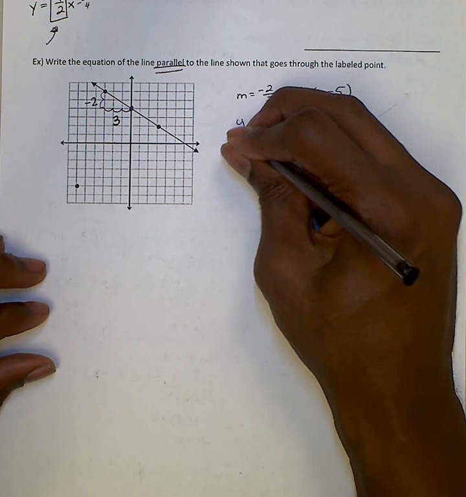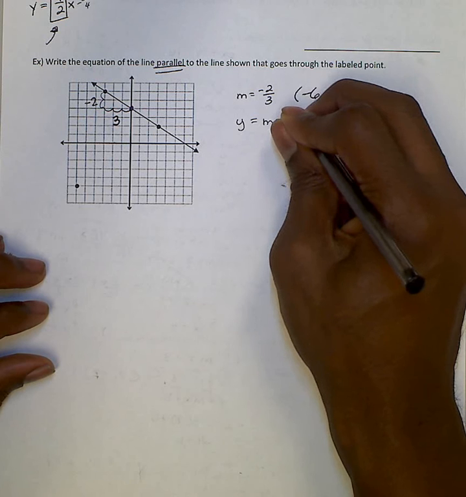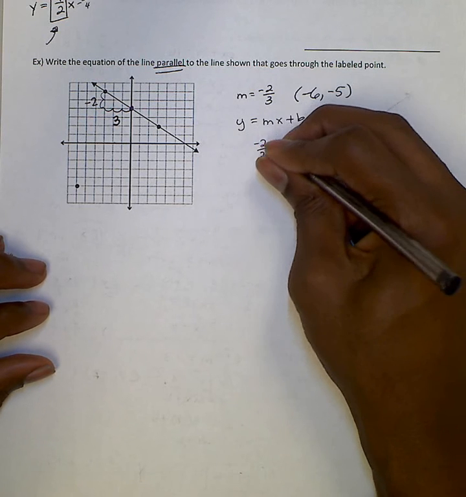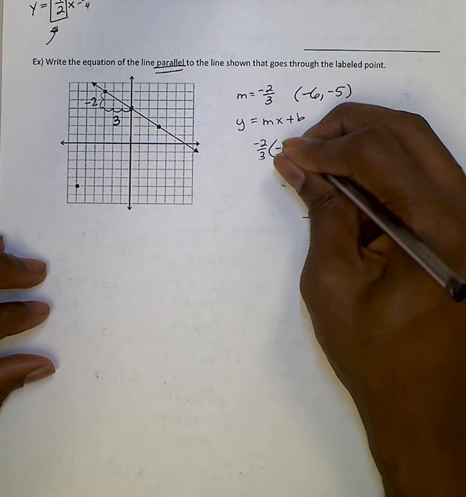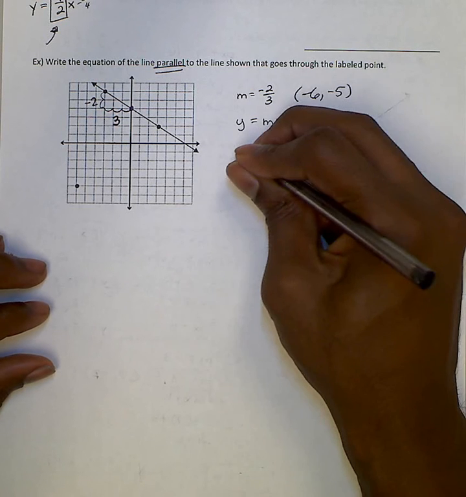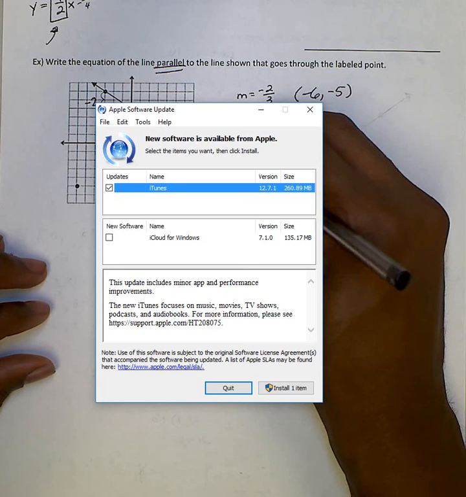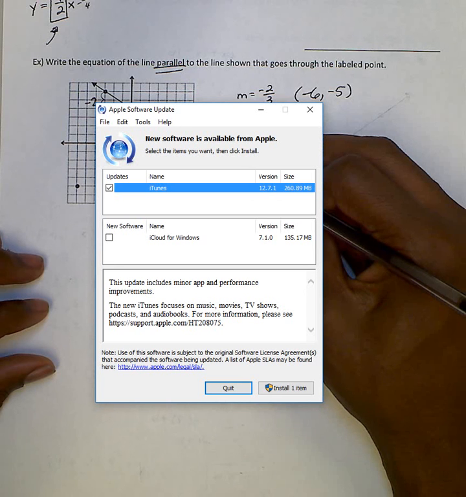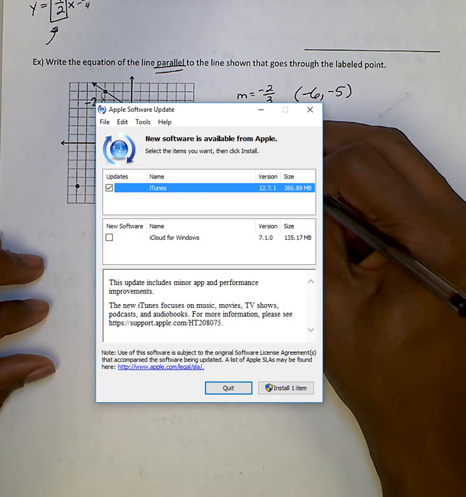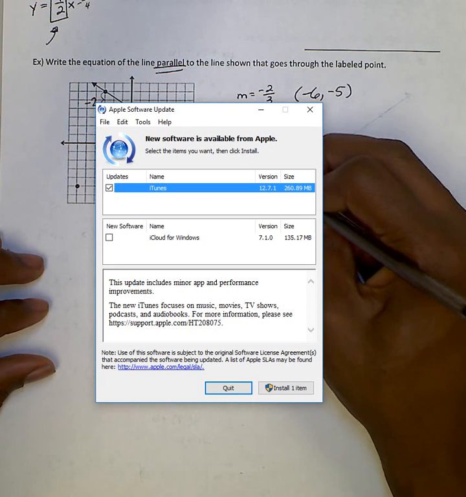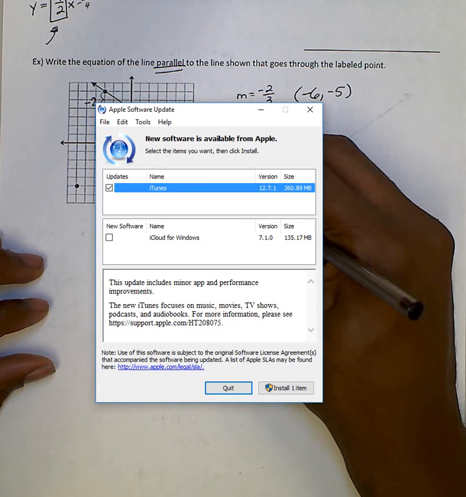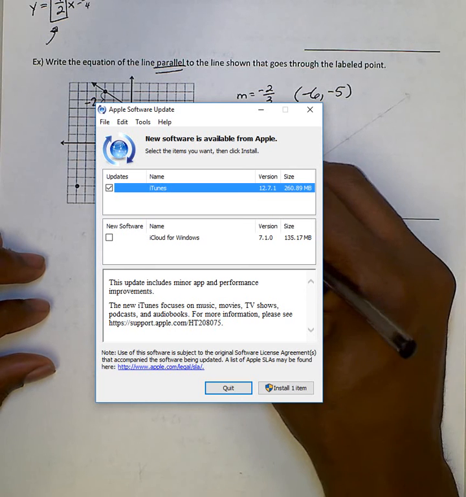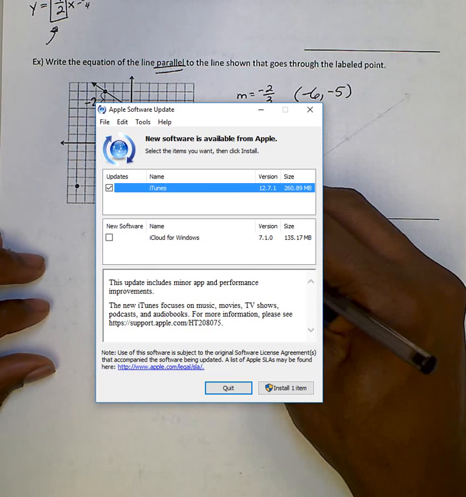So we'll start with the slope-intercept form. We'll plug in what we know. Slope is -2/3. The x-coordinate is -6. We do not know b yet. The y-coordinate of the point we know is -5. So -2 times -6 is +12, divided by 3 is 4. Now to get b by itself, I'll subtract 4 from both sides, and that gives me -9.